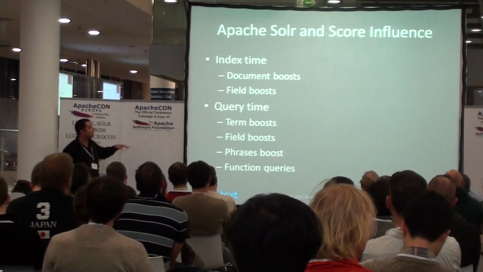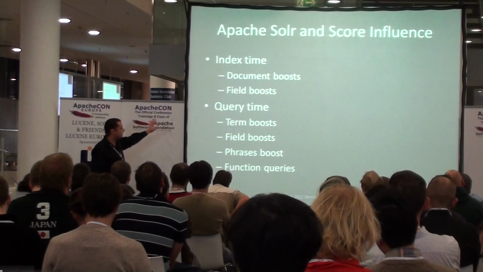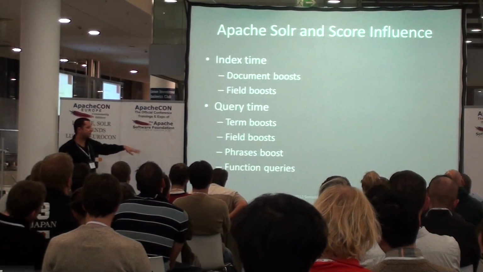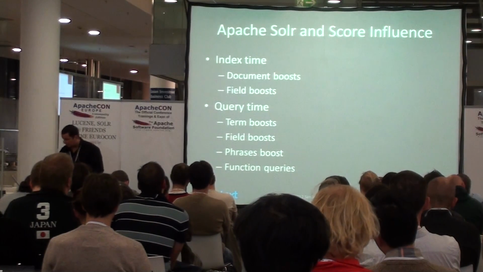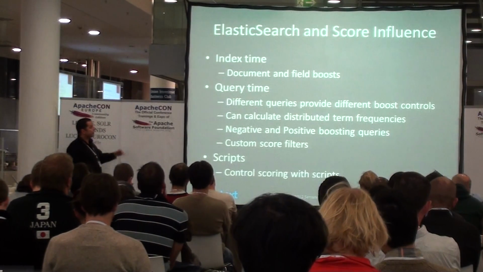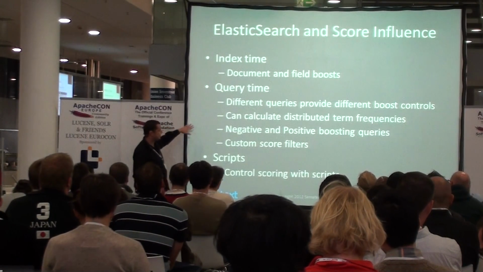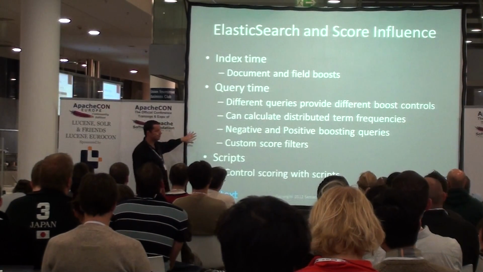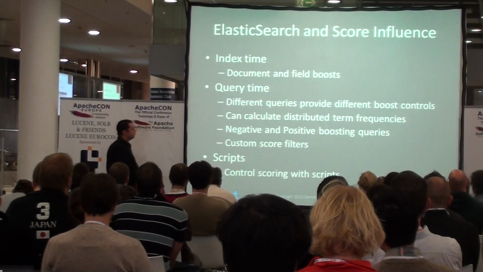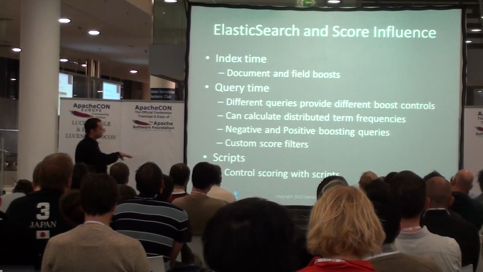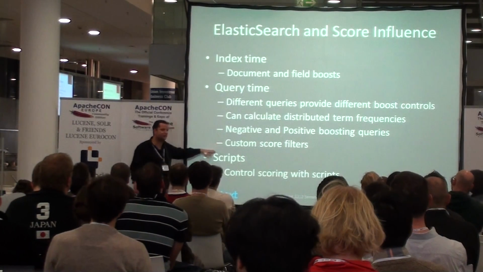So the thing is index time boosting, per document boost, per field boosting, and query time boosting like term, field, phrase, and function queries. You have all of that in Solr. In Elasticsearch you have, again, document and field boosting and query time boosting. This is something that is not available in Solr: different queries provide different boost controls. You can calculate distributed term frequencies, negative and positive boosting, and custom score filters.